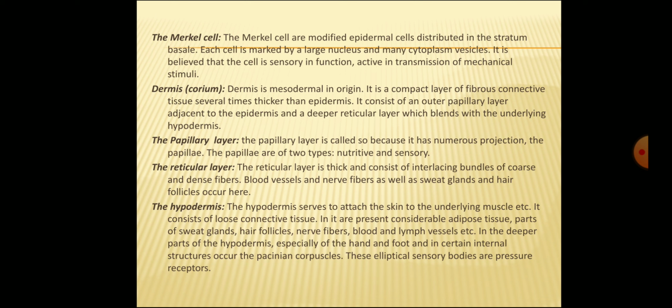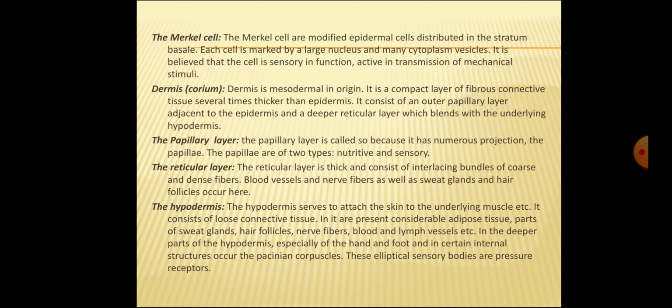The second layer of the skin is dermis. It is also called corium. It is mesodermal in origin and a compact layer of fibrous connective tissue several times thicker than epidermis. It consists of an outer papillary layer adjacent to the epidermis and a deeper reticular layer which blends with the underlying hypodermis.